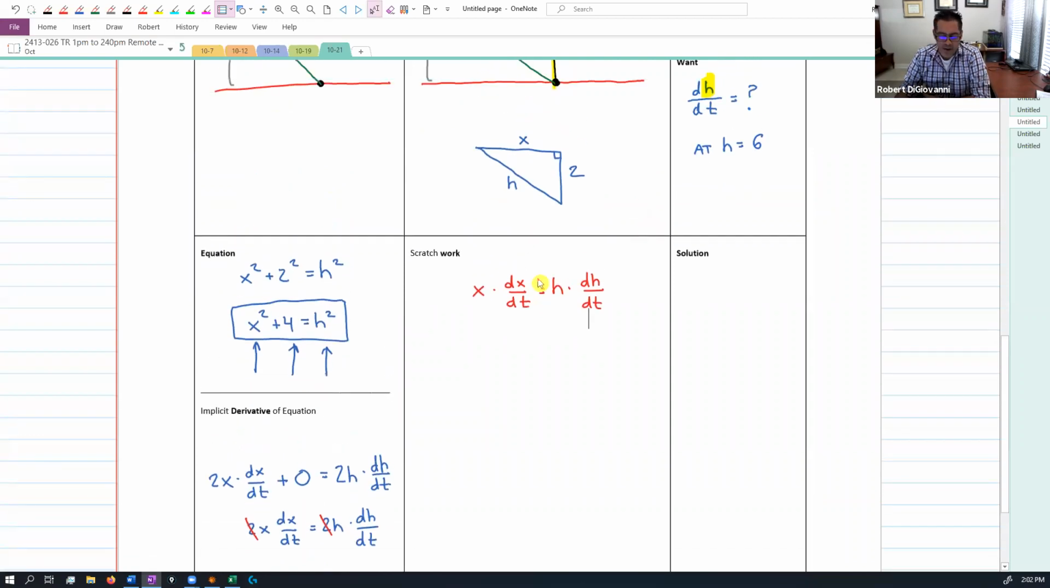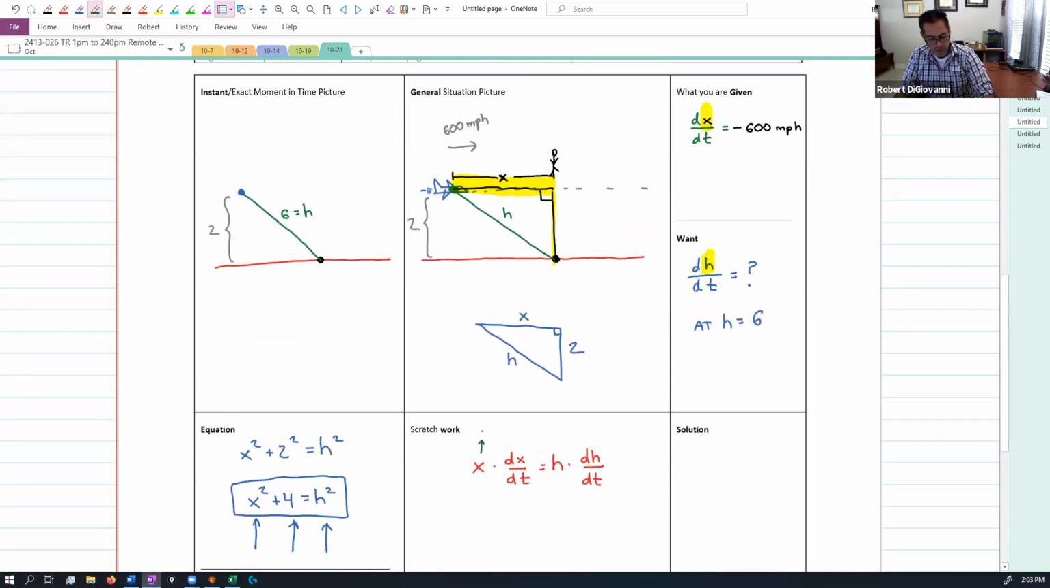And I'm ready to look at this and see if I've got everything I need to go ahead and answer the question. Right off the bat, I actually don't know what x is. Explicitly, it's not written out anywhere here, is it? What about dx dt? Yeah, that's negative 600. That was given. How about h? Six. Now we can fix it at 6. So we're okay there. And dh dt, well, that's what I'm looking for. So all that's good. The only thing I really need to figure out is x.